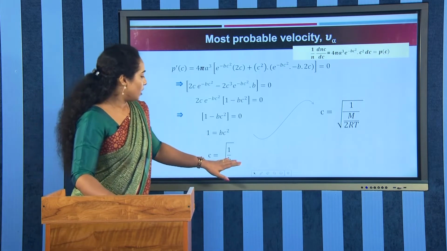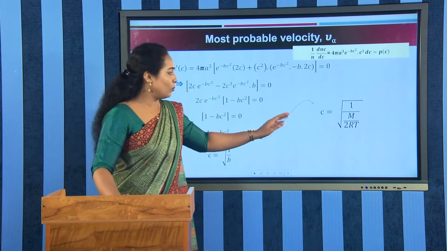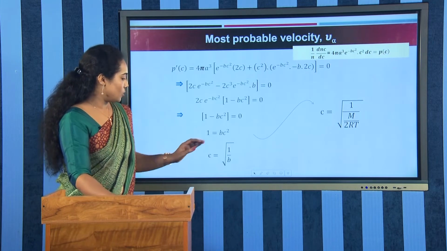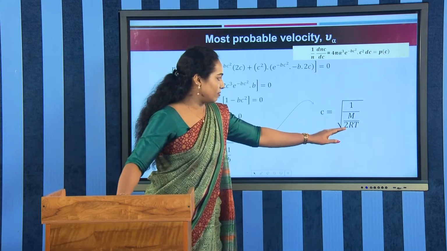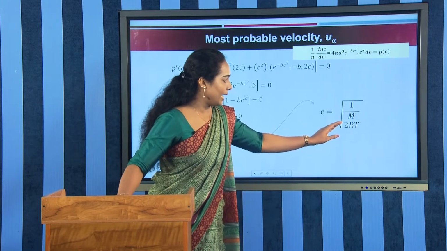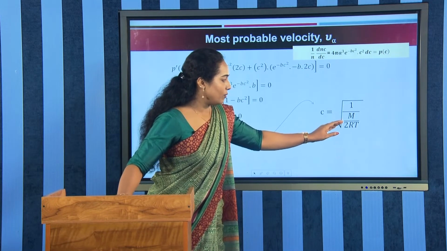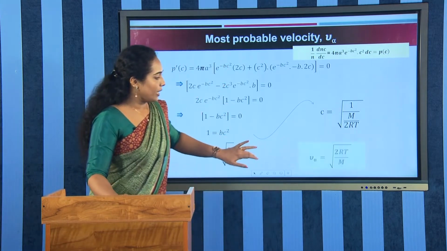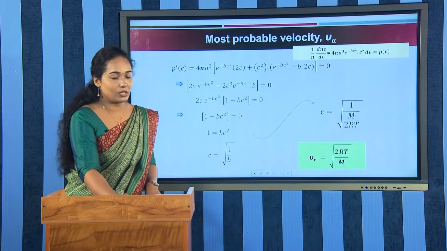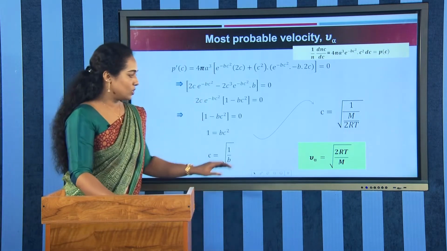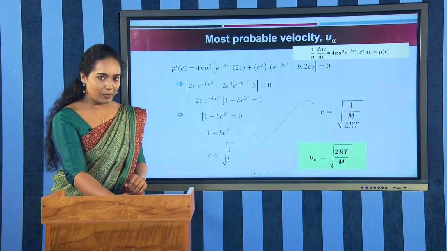Before that, at the beginning we have substituted b is equal to m by 2RT. So, we are introducing that term here, that is we get c is equal to root of 1 by m divided by 2RT, and if we take the denominator part to the numerator side, we get the final result, which is RMS velocity is equal to root of 2RT by m. So, this is the expression for the RMS velocity.